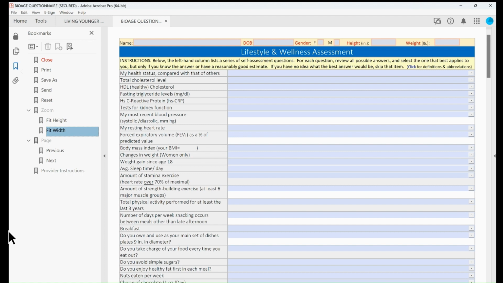The relative risks associated with each of those risk factors are stratified by assigning a relative risk number to the possible answer selections for each risk factor. Now, the BioAge assessment tool is actually built into the Comprehensive Patient Medical History Questionnaire. Other patient questionnaires do not include it.